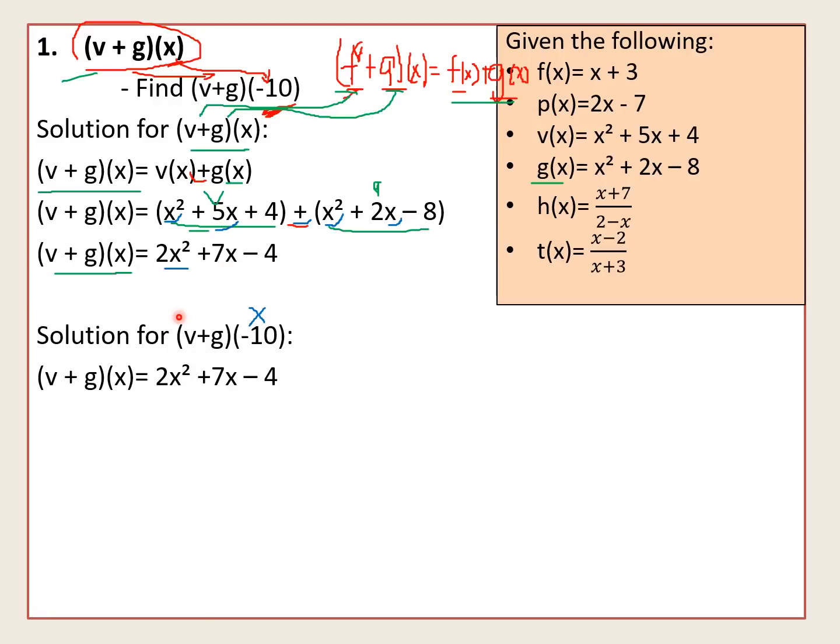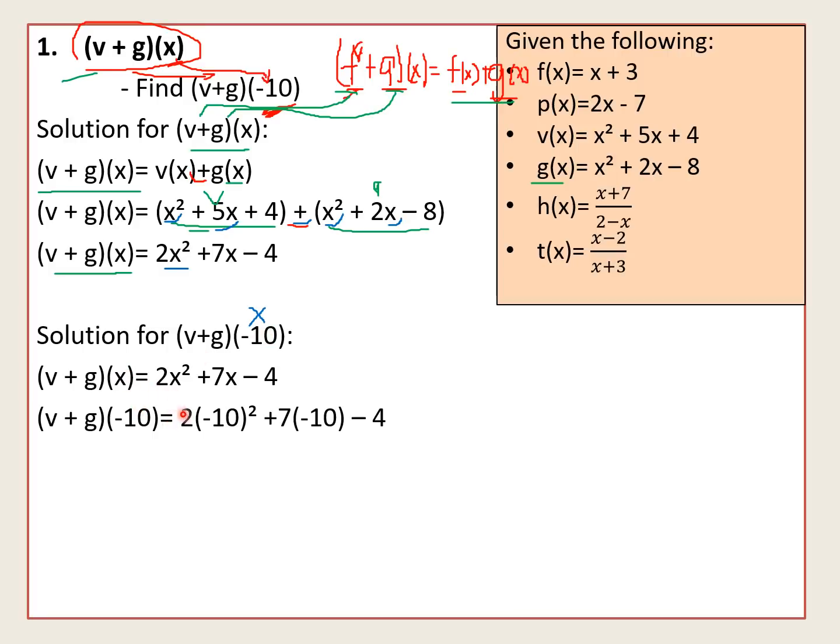So, 2x squared plus 7x minus 4. After we write this sum, (f) plus g of x, that's the time we substitute negative 10 for all the x here. Okay? So, that would be our next solution. So, f plus g of x, copy lang, then x would become negative 10. Right? Because our x here is negative 10.